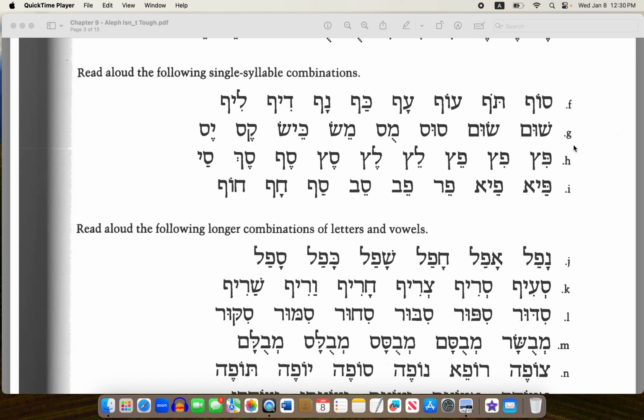Line G, watch out for final mem versus samech. Shum, sum, sus, moose, mace, case, kes, yes.